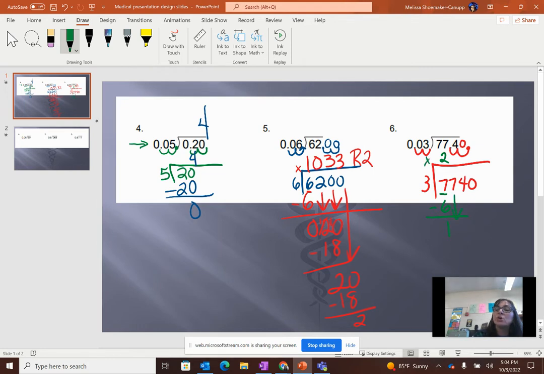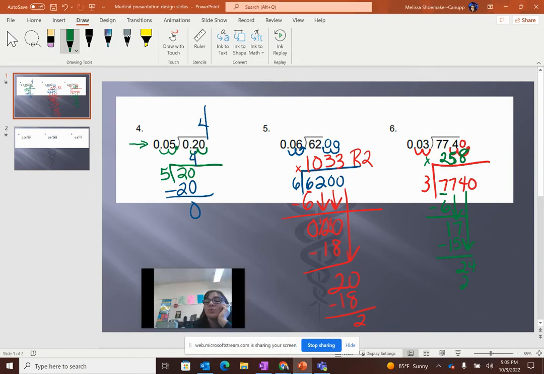Subtract, get 1 left over, bringing down the 7. 3 goes into 17 5 times. That's 15. Subtract and get 2, bringing down the 4. 3 times 8 is 24. I subtract and get 0. My last number is a 0, so I have to hold that place value with a 0. So my answer is 2,580. I'm going to flip it to the back.